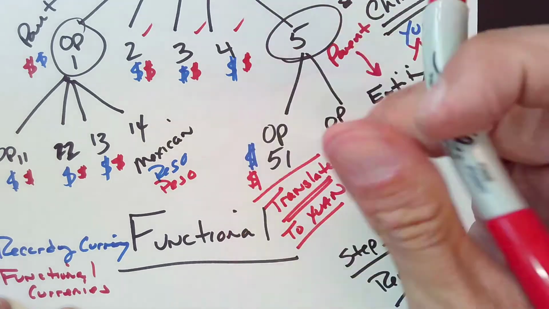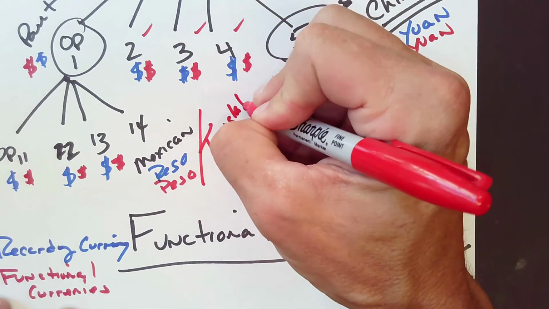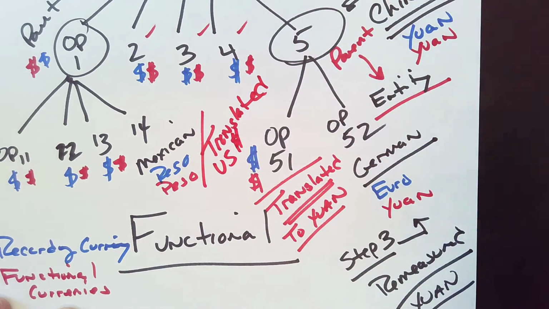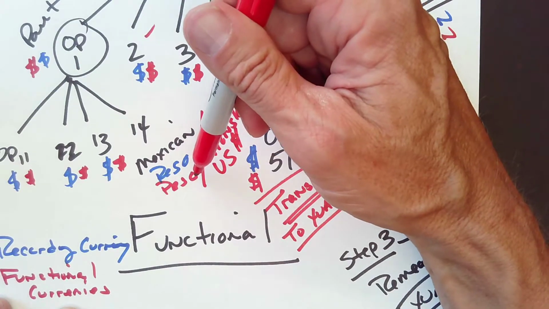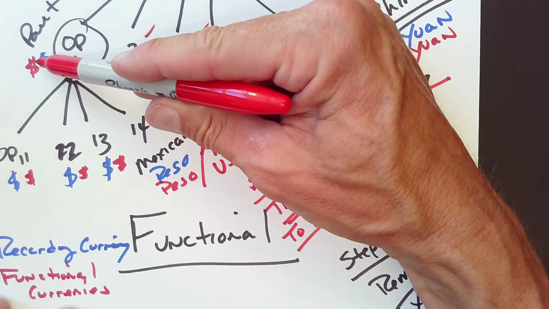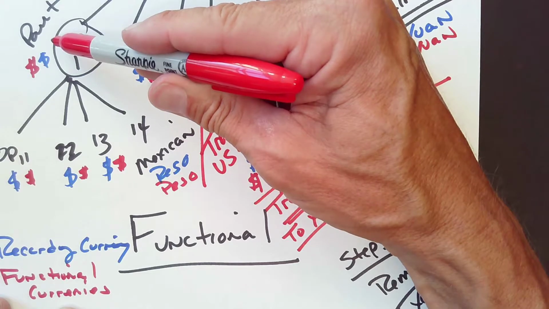This one also needs to be translated to the US dollar. Because its parent, right? We decide the functional currency is still the peso, but its parent's functional currency is the US dollar. So this also has to be translated to US dollars.